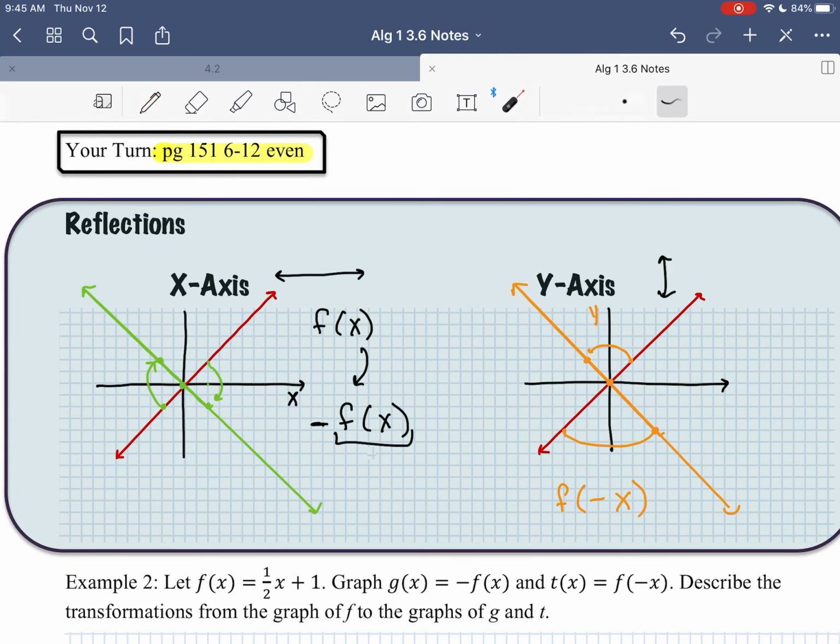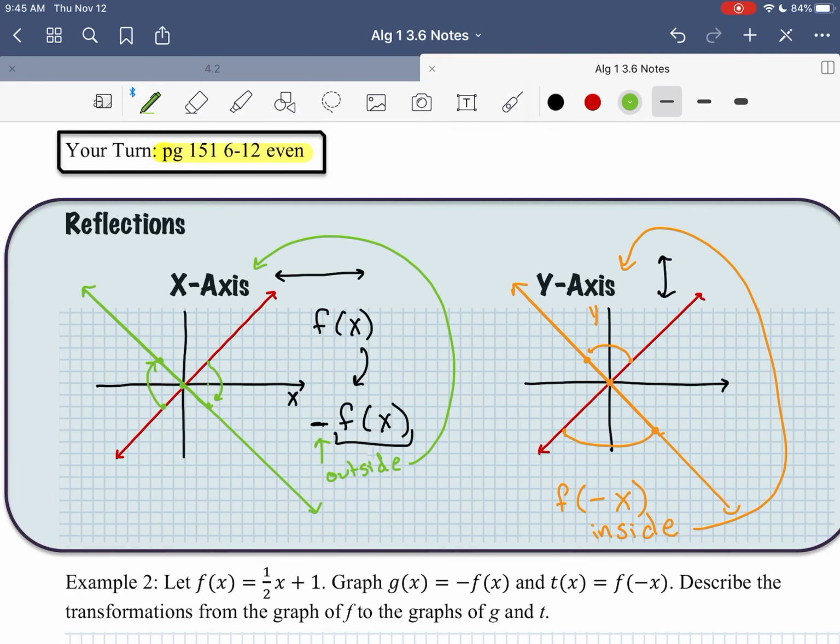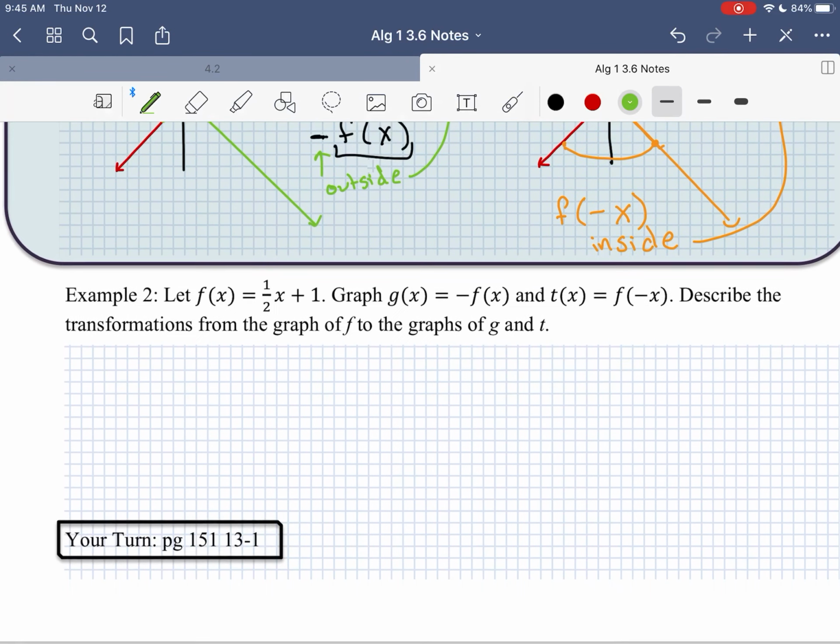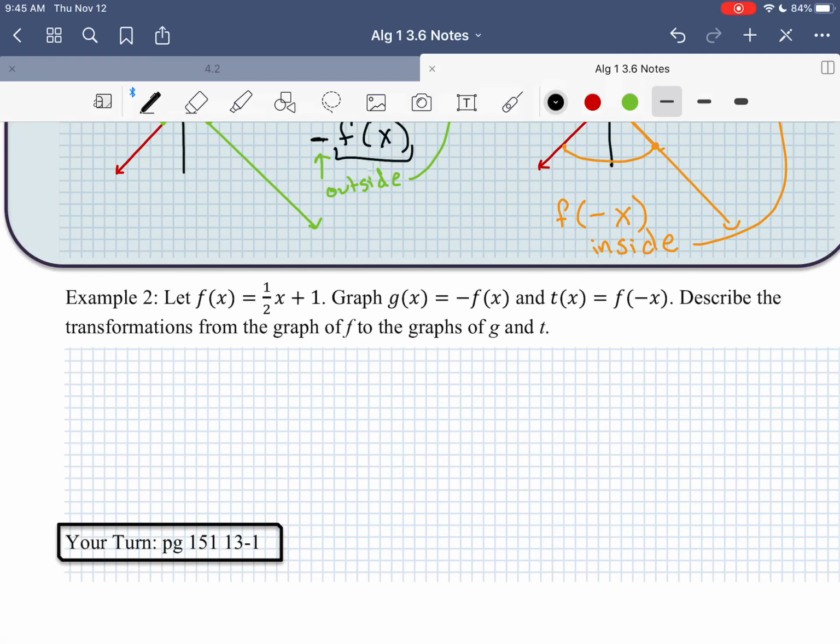So if the negative is on the inside, it's going to flip it over the y-axis. If the negative is on the outside of the whole function, it's going to flip it over the x-axis. Here again, it says let f of x equal, and they give us a parent, so first we need to graph that parent, 1/2 x plus 1.